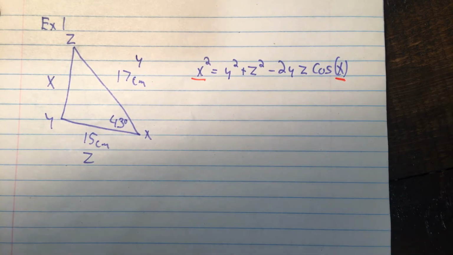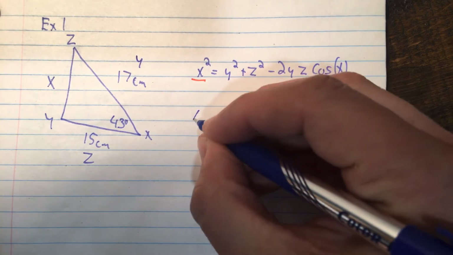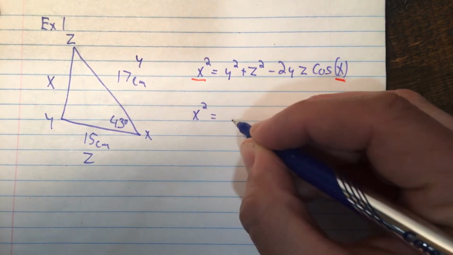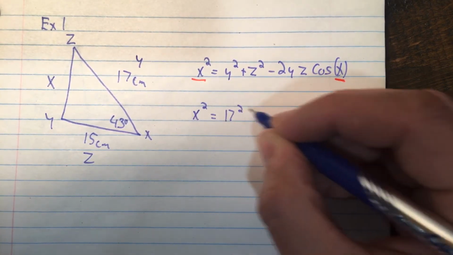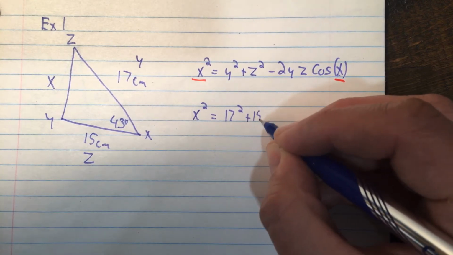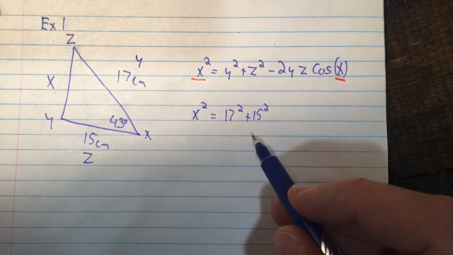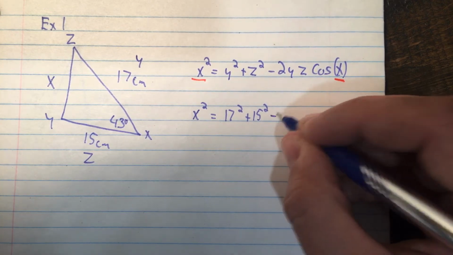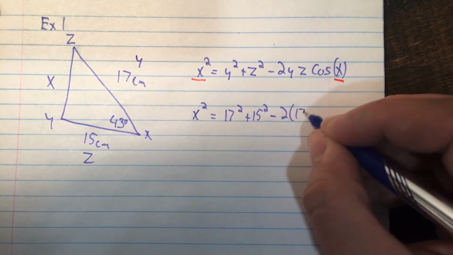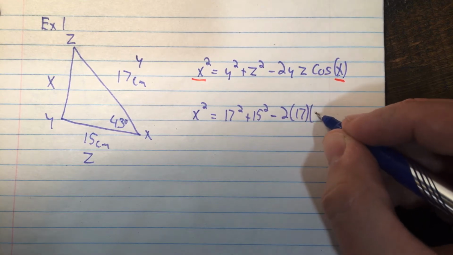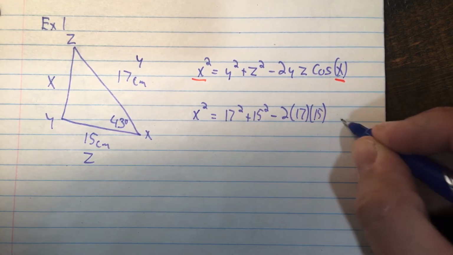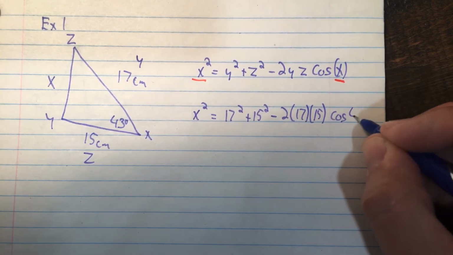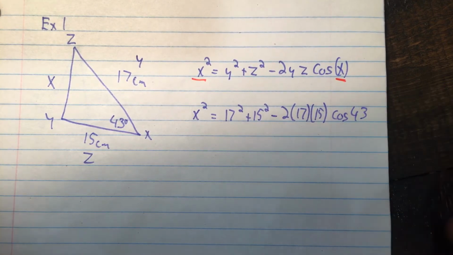Knowing this, we now have x squared is equal to 17 squared plus 15 squared. It does not matter the order you write those in. If you wrote it 15 squared plus 17 squared, that's fine. Minus 2 times 17, same here. The order doesn't matter. 15 cos of 43 degrees.